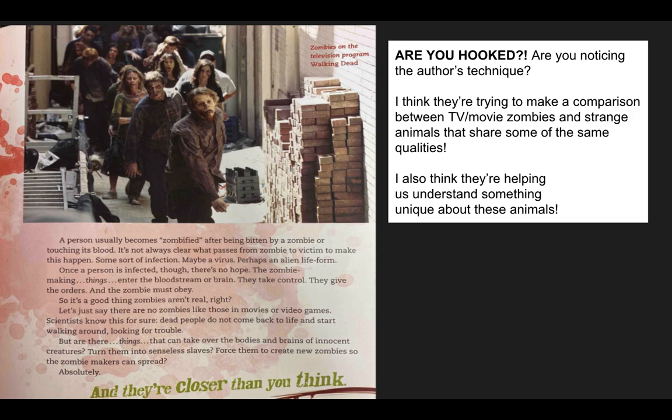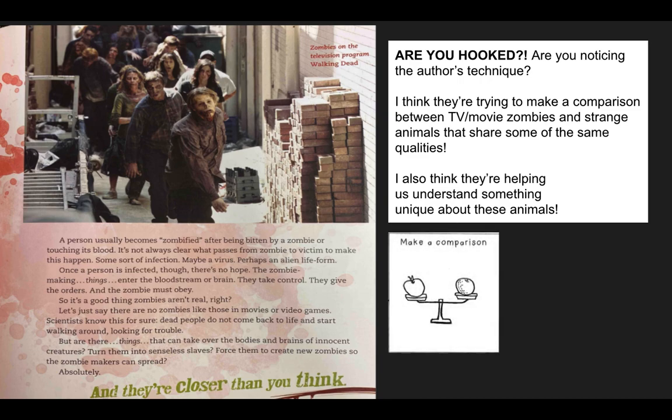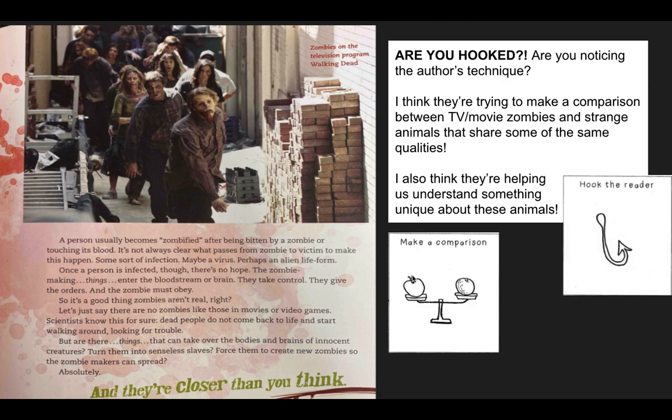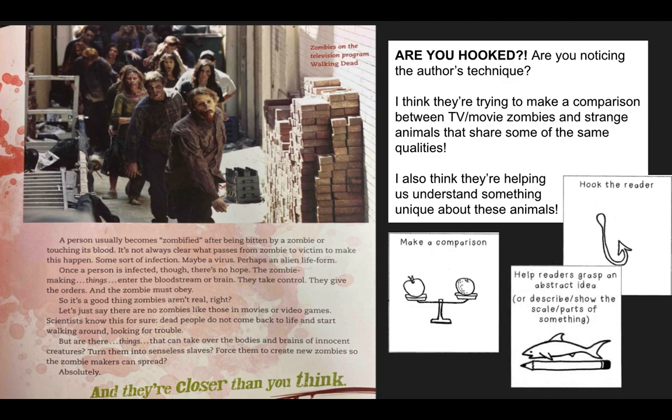They're making a connection between the TV and movie zombies and these strange animals that might share some of these qualities. And I also think they may be helping us understand something unique about these animals. Just like in When Lunch Fights Back, there was something unique about those animals, something only those animals did. I think there might be something unique. So one of the techniques they're using to make this hook is making a comparison. The other thing, that's our goal, right? To hook the reader. And that's how they're doing it. And also, they might be helping the reader to grasp an abstract idea. That could be another goal that they're working towards by making the comparison.